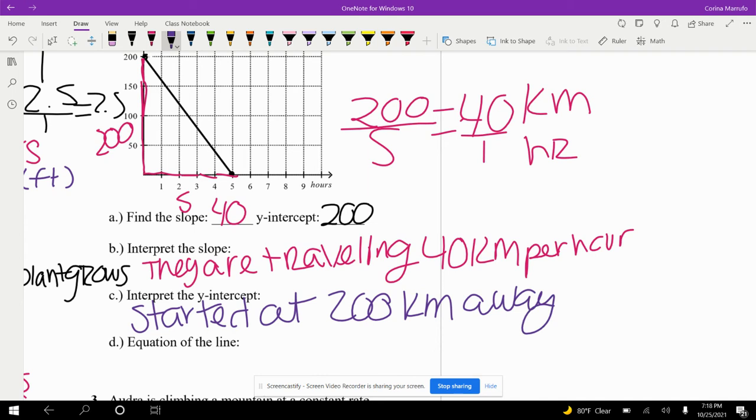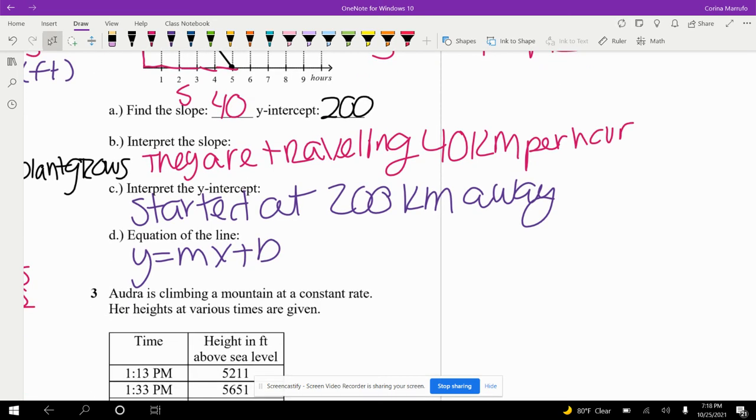Then they want us to write the equation of the line. So our equation of the line is always in the form of y equals mx plus b. M being our slope, which we know is 40. And b is our y-intercept, which is 200. So 40x plus 200. And that's it.